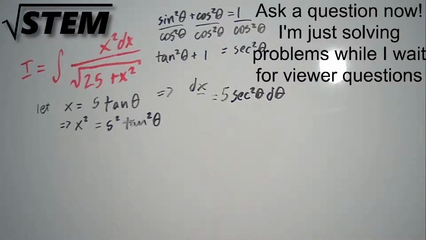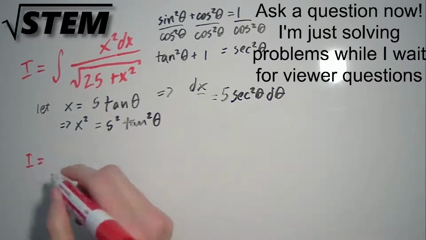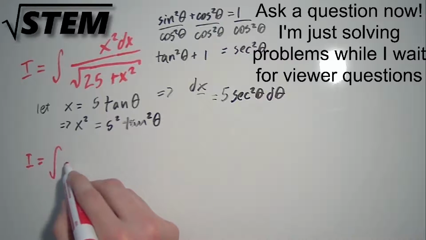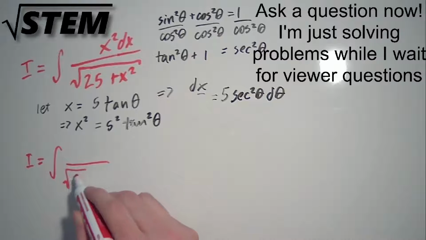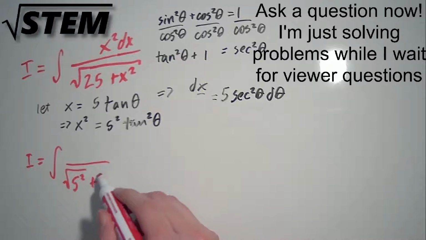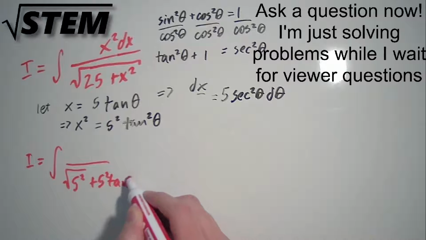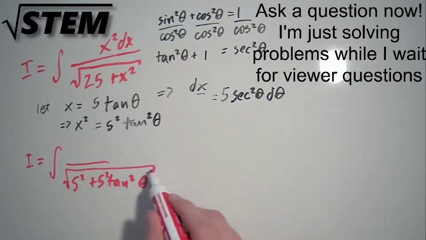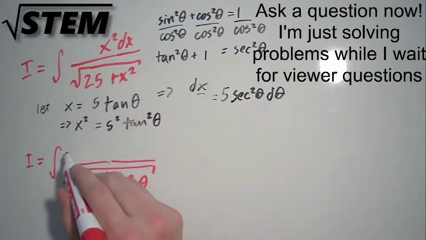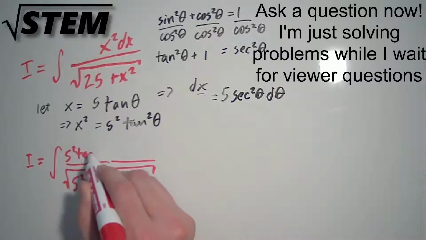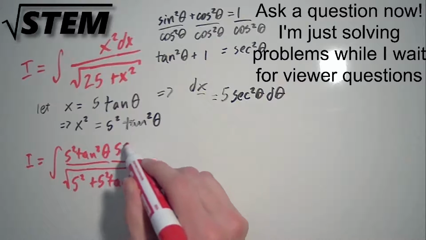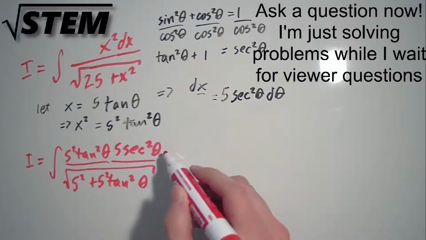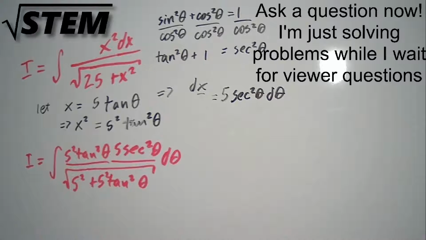So all of this together means that our integral now equals, we're going to have 5 squared plus 5 squared tangent squared of theta. x squared is 5 squared tangent squared of theta. And we have a 5 secant squared of theta d theta.